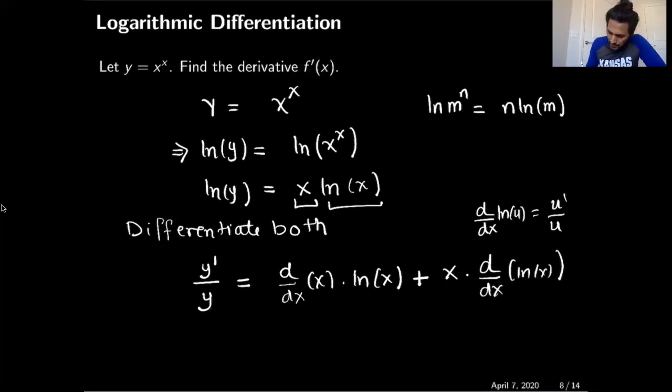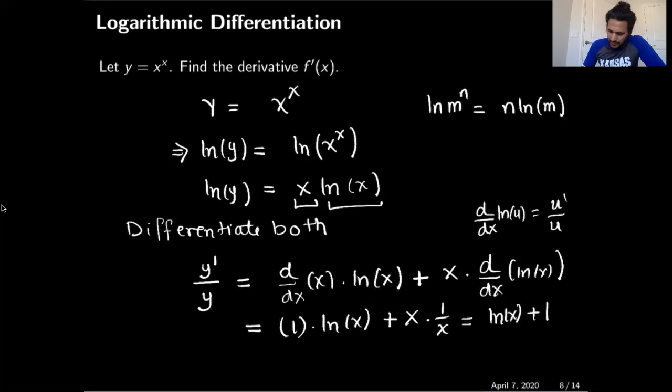The derivative of x is 1, so I will multiply 1 by natural log of x, and the derivative of natural log of x is 1 over x, which we learned in the previous video. This is natural log of x plus 1 after I simplify.